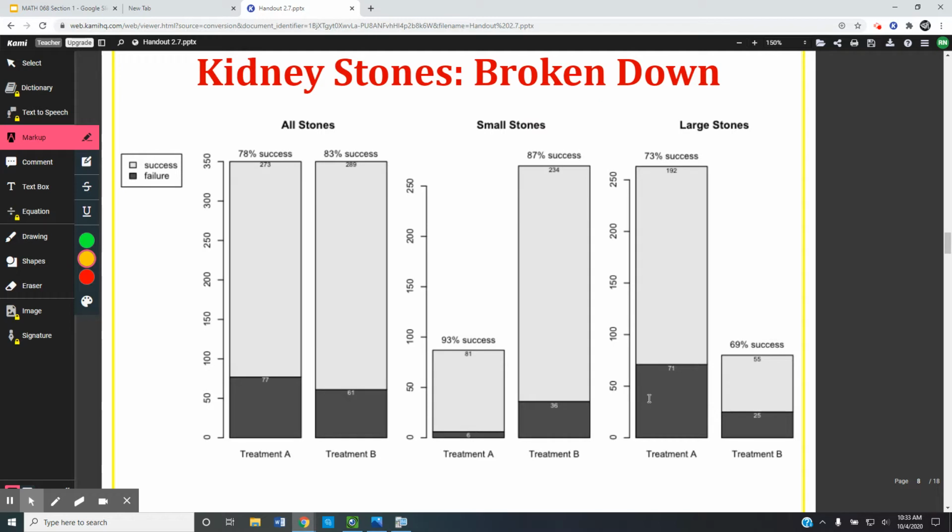Here you can look at the breakdown of kidney stones. And if you look at the left-hand treatment, they're all very, very close to each other. But when you look at the breakdown by small stone and large stone, you can see the very large discrepancy between the two. Very large discrepancy.